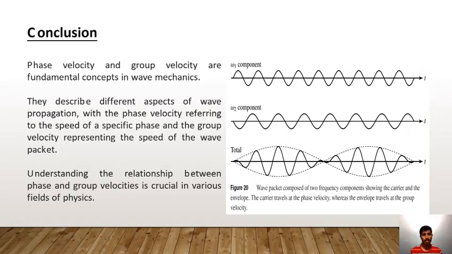Conclusion about phase velocity and group velocity. Phase velocity and group velocity are fundamental concepts in wave mechanics. They describe different aspects of wave propagation, with the phase velocity referring to the speed of a specific phase and the group velocity representing the speed of the wave packet. Understanding the relation between phase and group velocities is crucial in various fields of physics.